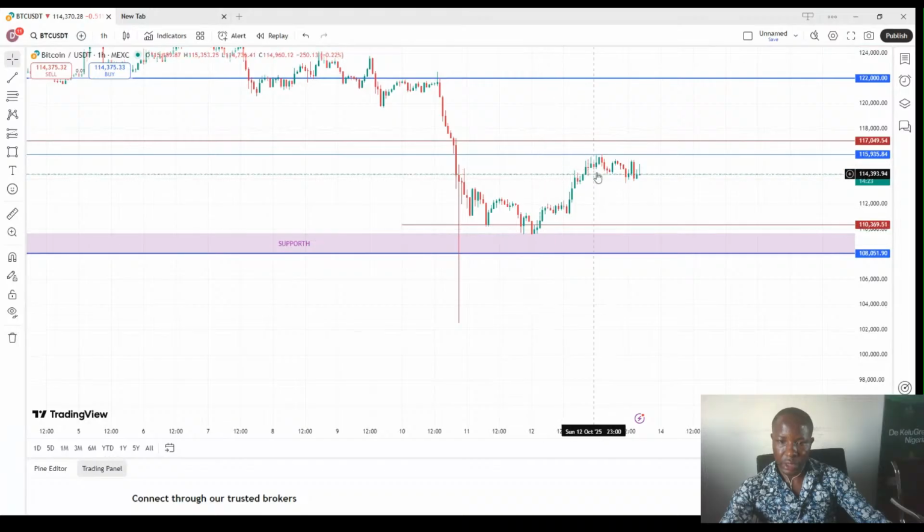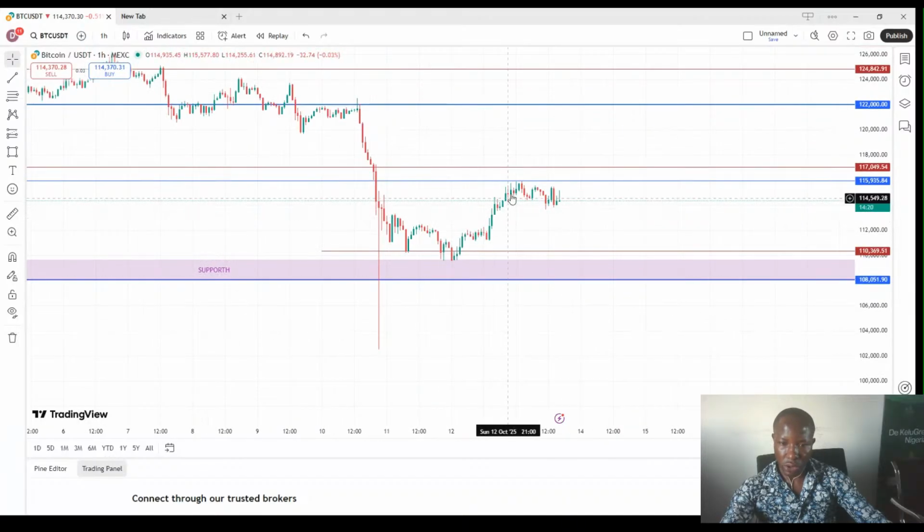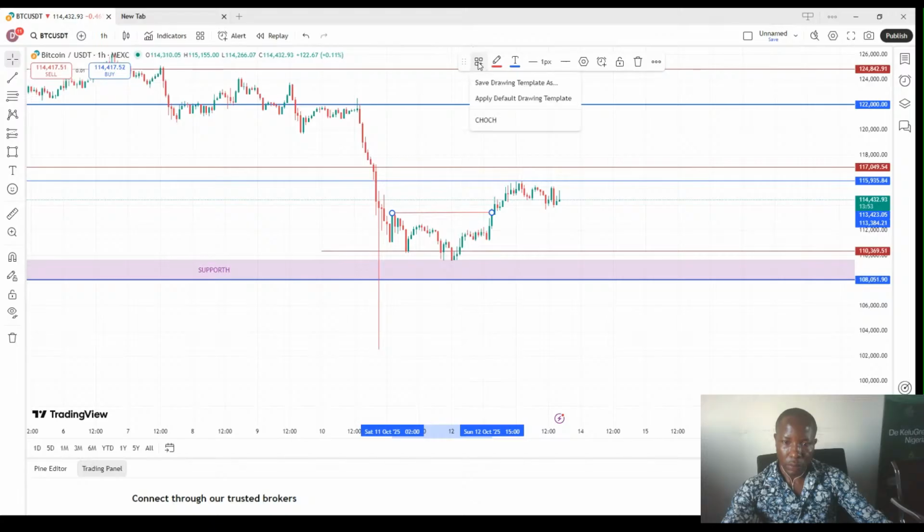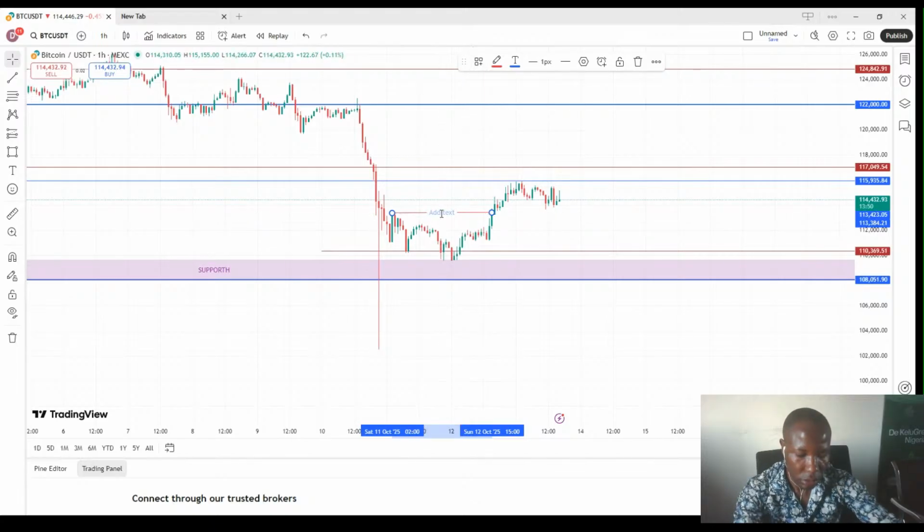Let's now read this continuation move. So from the 1 hour, we read a continuation. You can see the market gave us a construction here. So we have a broken structure there. This was a BOS.